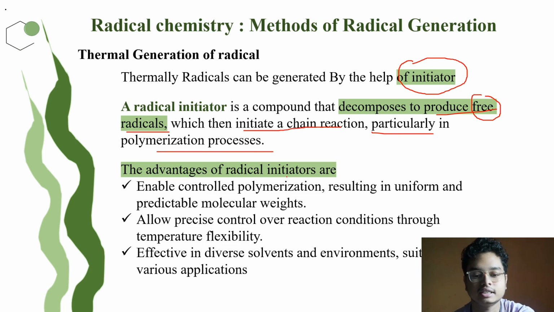The advantages of radical initiators are, first, they enable controlled polymerization, which results in uniform and predictable molecular weights. They also allow precise control over reaction conditions through temperature flexibility. In a normal thermal radical generation, a high temperature is required, but with an initiator the requirement is drastically reduced. For example, if a radical can be generated at 500 degrees, by using an initiator we can reduce it to 100 degrees, a much more achievable temperature in the laboratory. Radical initiators are also effective in diverse solutions and environments, making them suitable for various applications.